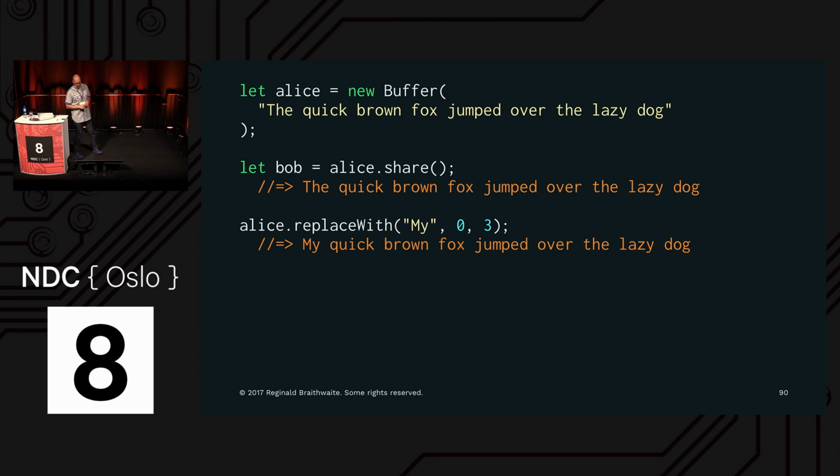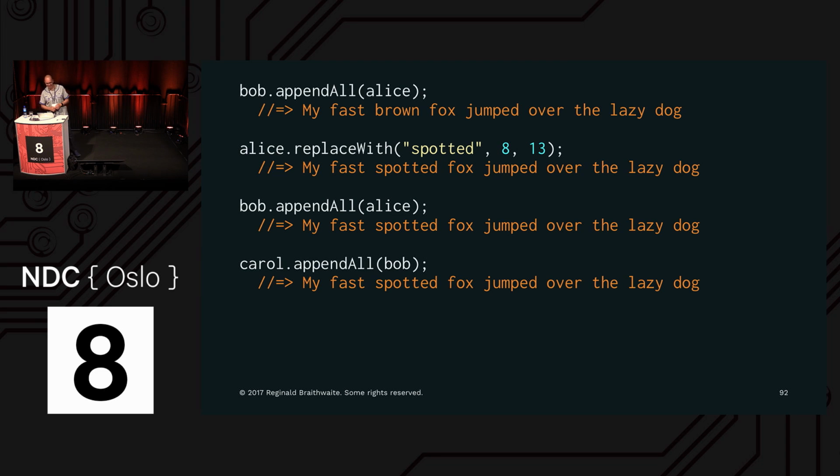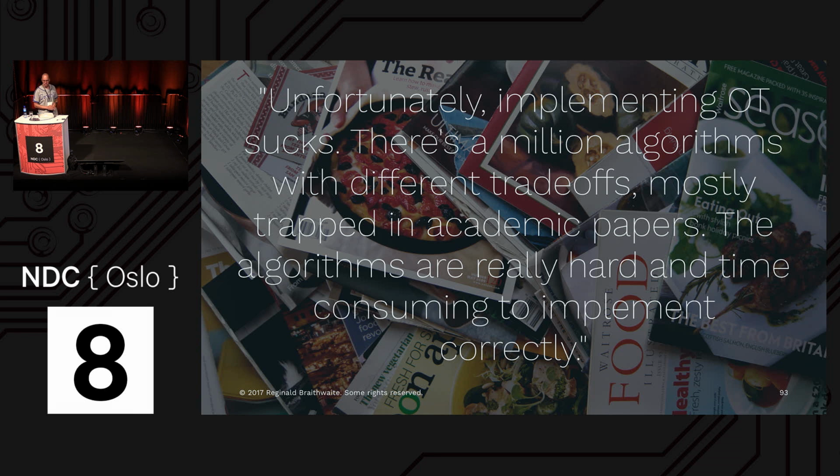So Alice has a buffer. She shares it with Bob. She then makes a change. She shares the changed buffer with Carol. Bob makes a change. Alice incorporates Bob's change. Bob synchronizes with Alice. Alice makes another change. Bob gets Alice's changes, and then Carol gets Bob's changes. And if we run our code, it stays synchronized the entire time. So perhaps we've got the right thing going.